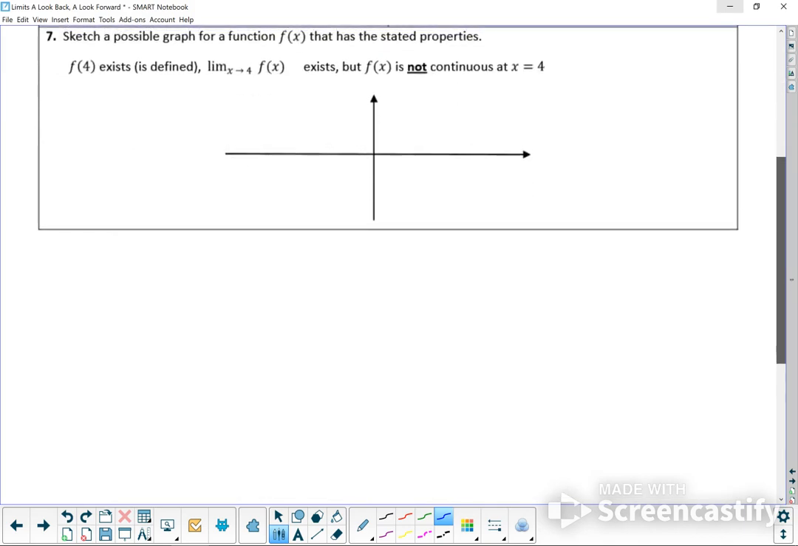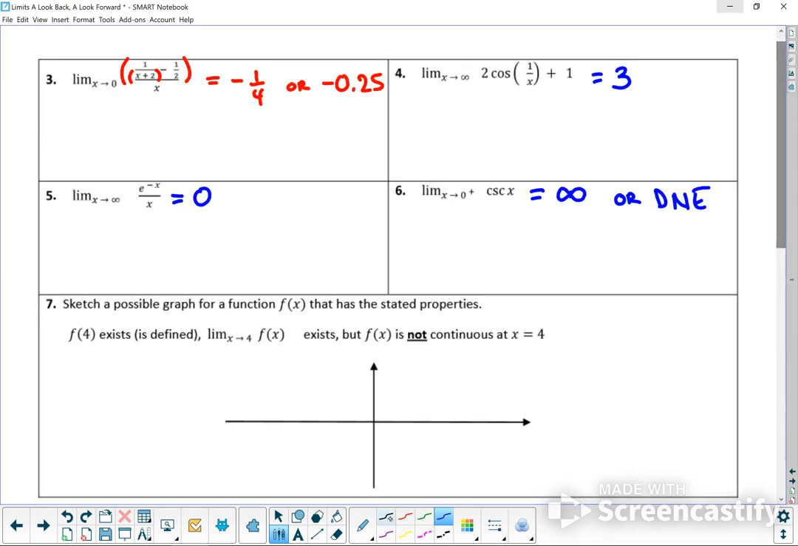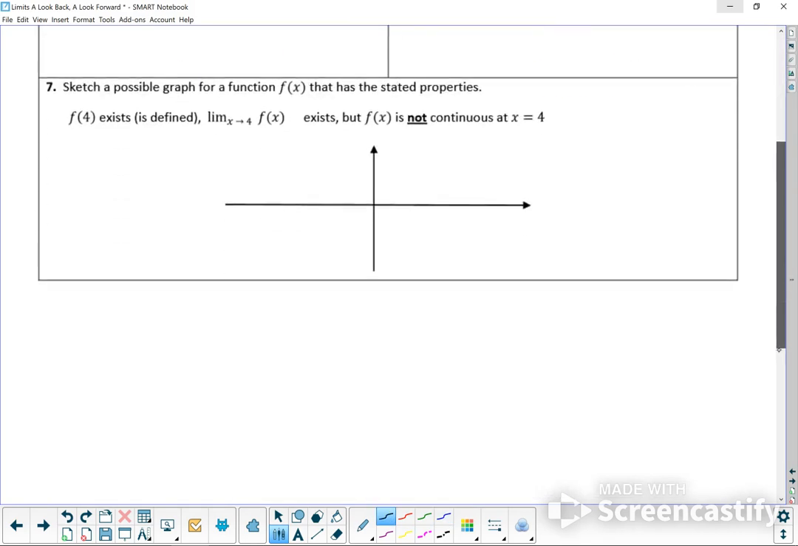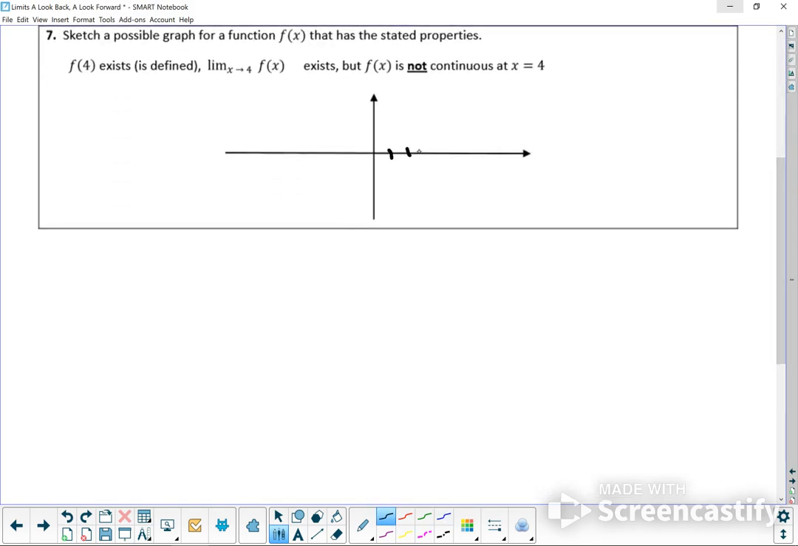Okay, last one. Sketch a possible graph that has the stated properties. So it says f of 4 exists. So that means that I have to have a dot somewhere on f of 4. We'll put it right here. The limit, here we'll put it at 2. The limit as x approaches 4 of f of x exists. Okay, but f of x is not continuous at x equals 4.